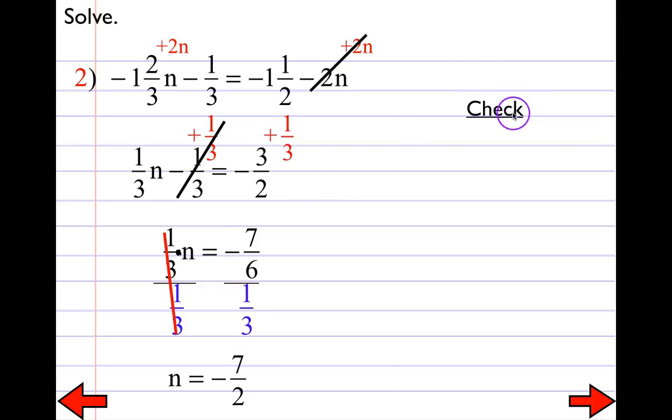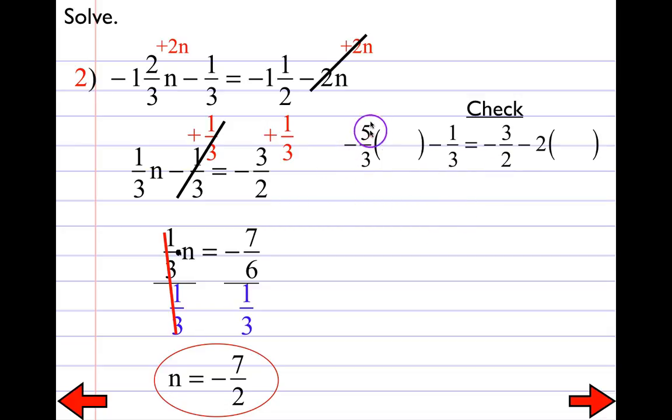But of course, we're going to have to check our work. I'm going to suggest that as you are rewriting this over here, you turn your mixed numbers into improper fractions so you don't have to take an extra step. If I did that, I would have a -5/3 replacing the -1 2/3 and -3/2 replacing my -1 1/2. So now I'm going to plug my answer into where the variables were in the parentheses and simplify. I would be left with 35/6 minus 1/3 equals -3/2 plus 7.